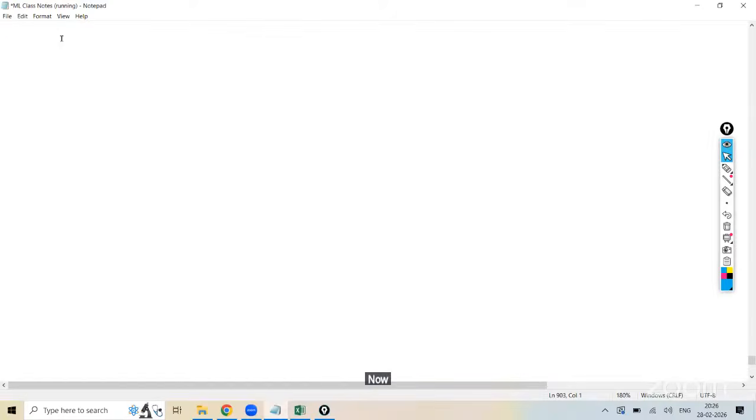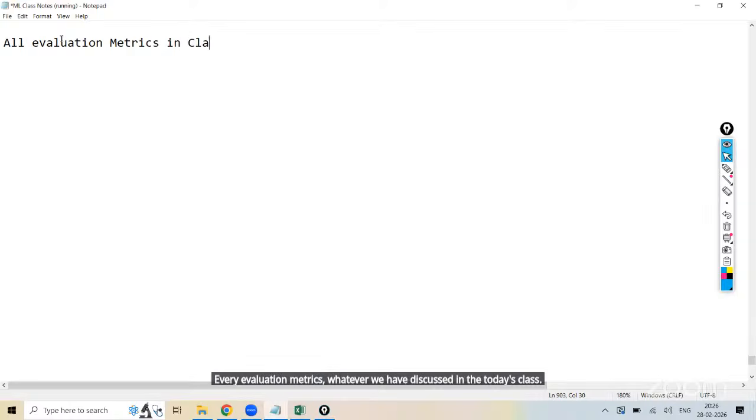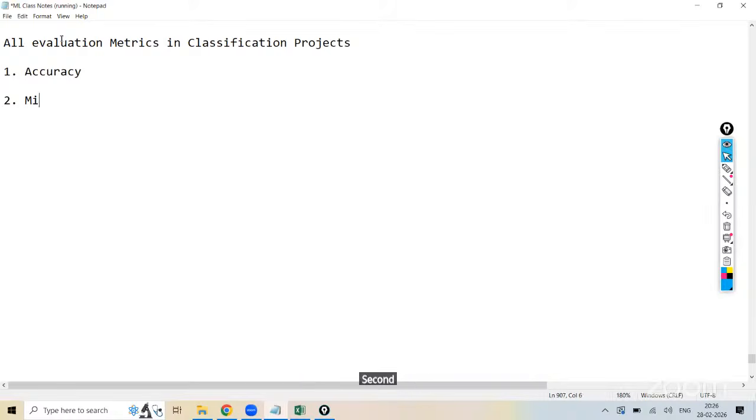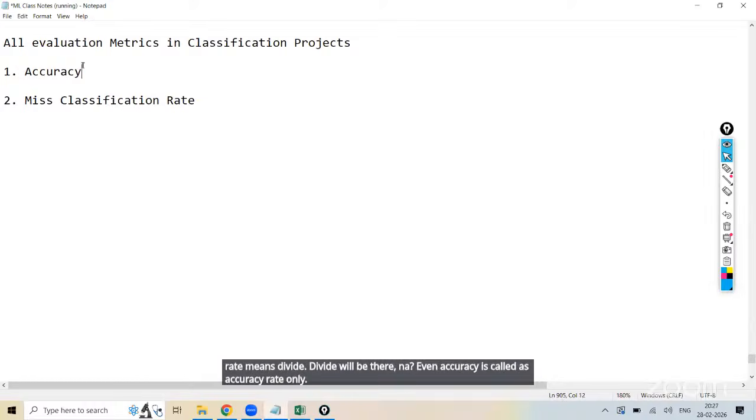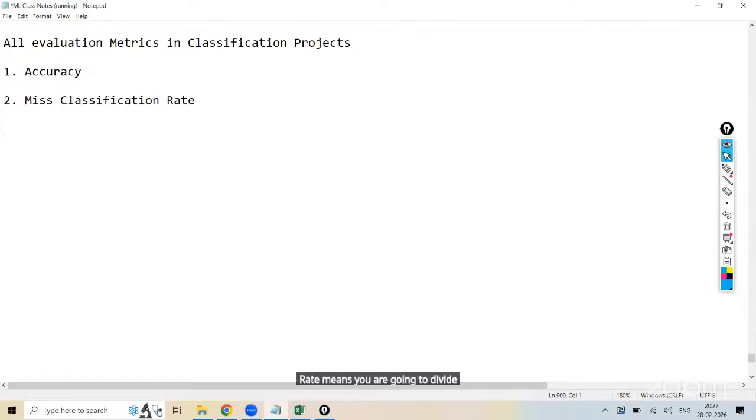Now tell me all the evaluation metrics in a classification project that we have discussed in today's class, each of them in sequential order, one by one. First one is accuracy. Second one is misclassification rate. Rate means you are going to divide. Even accuracy is also called accuracy rate. Everything is a rate, basically.